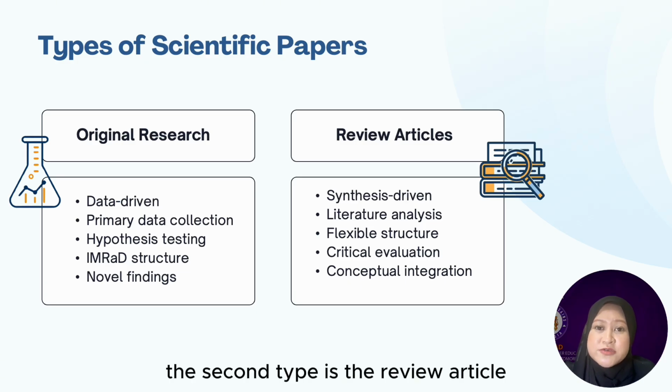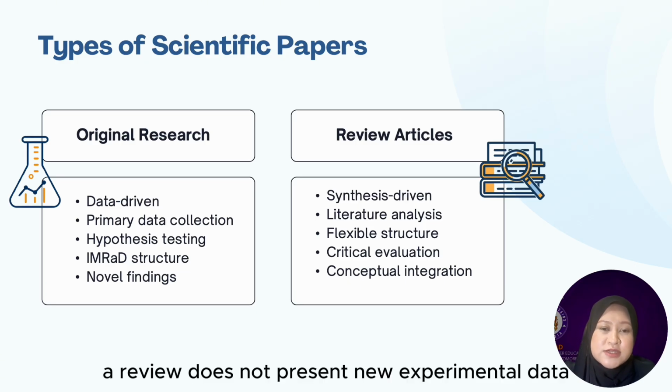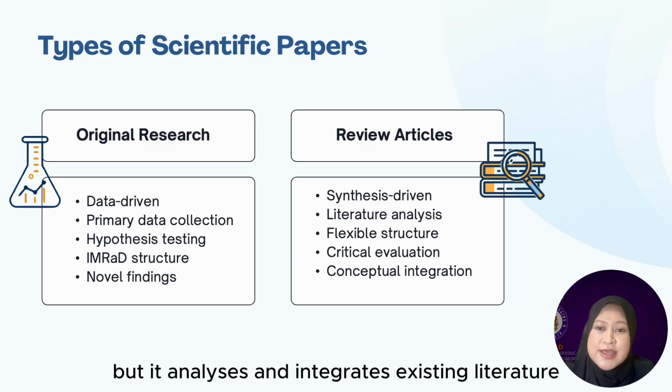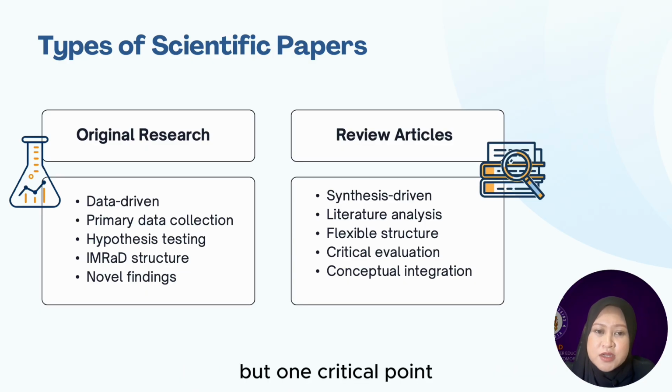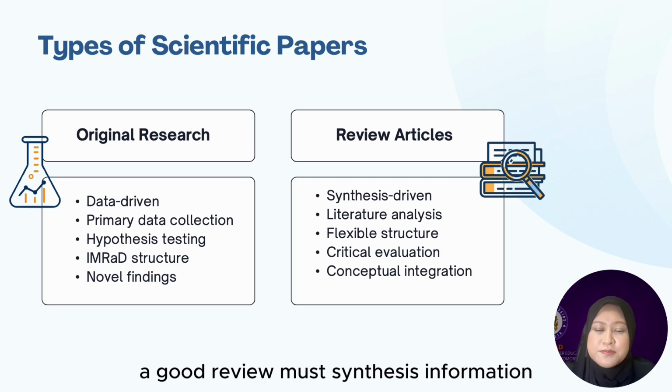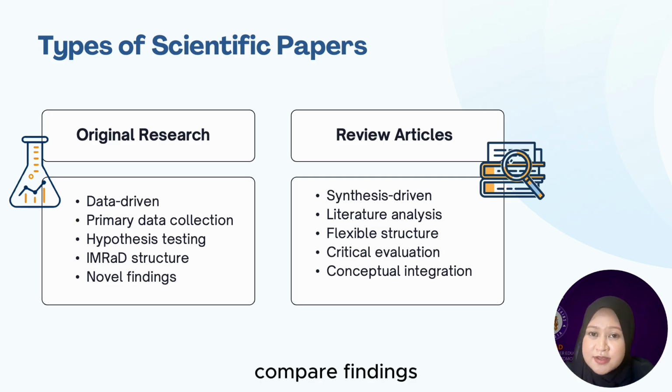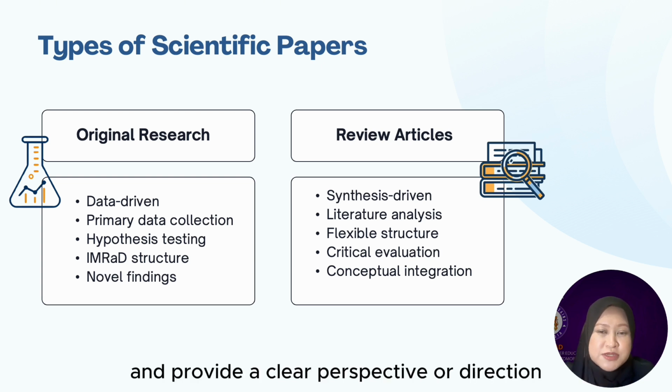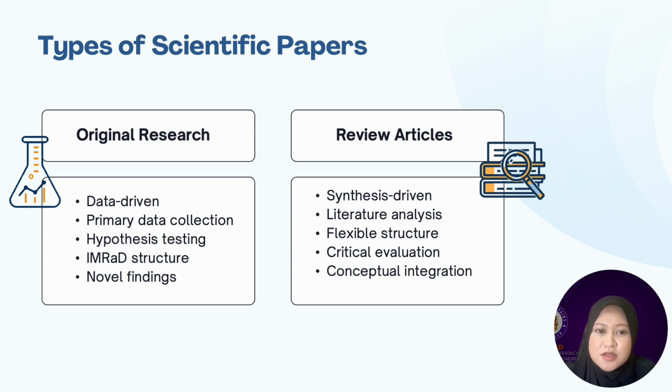The second type is the review article. A review does not present new experimental data, but it analyzes and integrates existing literature. But one critical point, a review paper is not just a summary. A good review must synthesize information, compare findings, identify gaps, and provide a clear perspective or direction.